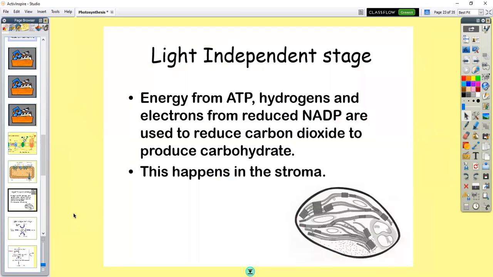The light independent stage then, which doesn't require light, but does require the products of the light dependent stage. So it needs energy from ATP, it needs the hydrogens and electrons from reduced NADP, and it also requires carbon dioxide, which is taken in through the stomata. It occurs in the stroma, so in that sort of cytoplasm, if you like, of the chloroplast.